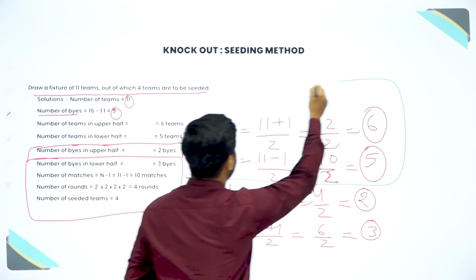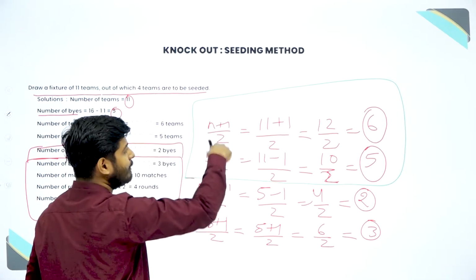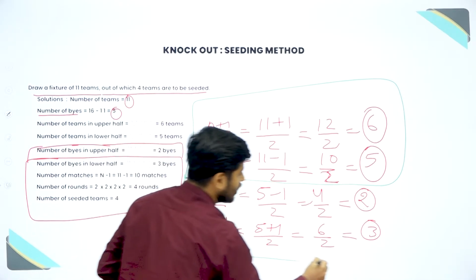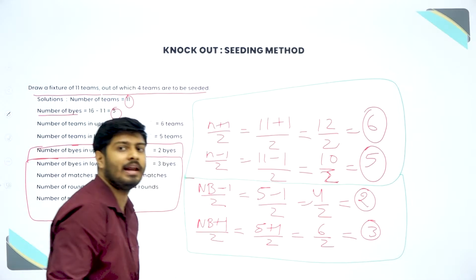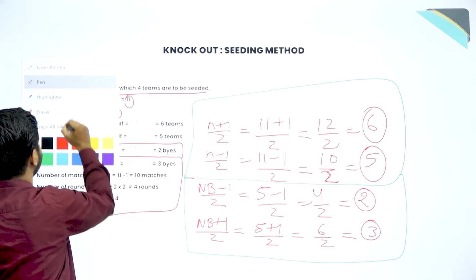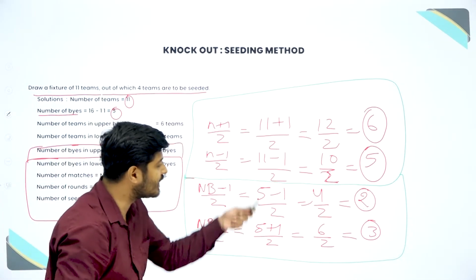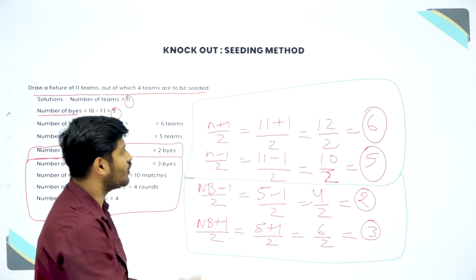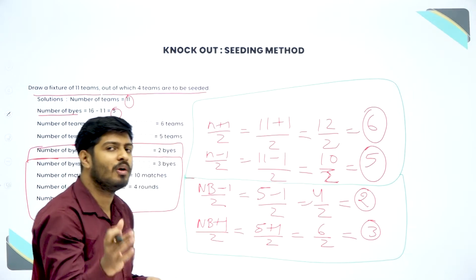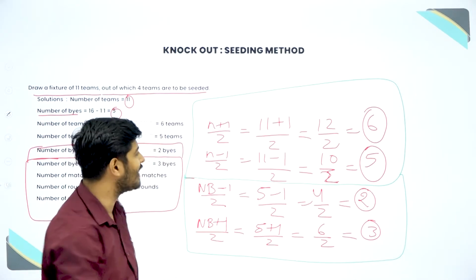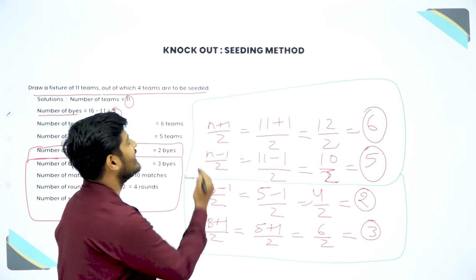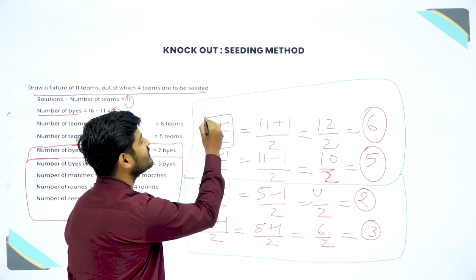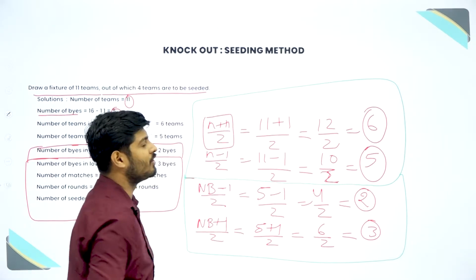I'll divide this so you can understand. This is for the team division, and what we are talking about here is for the byes division. Clear? We are talking about the byes division in the bottom and the teams division in the upper part of the screen. So you can see both formulas here and make out what confusion you may get. When you talk about the division of teams, the upper half uses N plus 1, right?